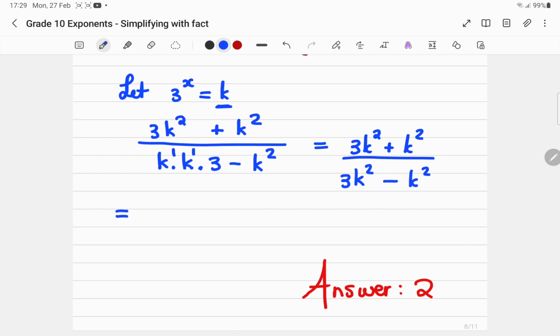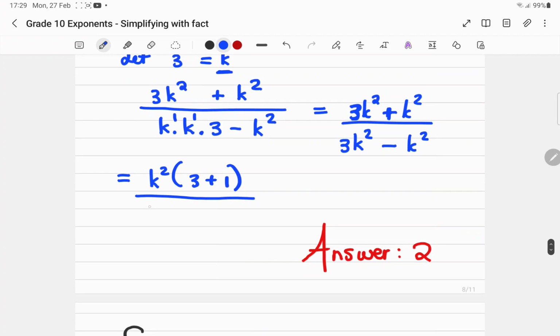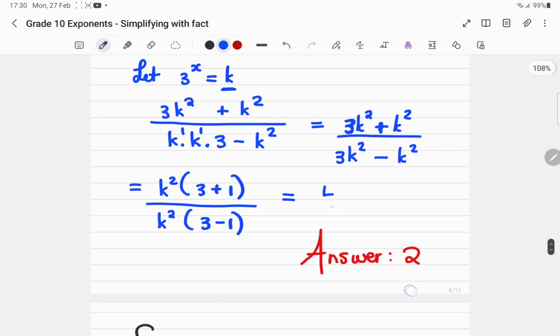So I'm going to take out a k squared at the top, and what is left is 3 plus 1. Can you see that? If I take out k squared as my HCF, there's a 3, and if I took out exactly what was there, there's a 1. And at the bottom, I can take out k squared, which leaves 3 minus 1. So 3 plus 1 is 4 over 3 minus 1, which is 2, which gives me the answer 2.